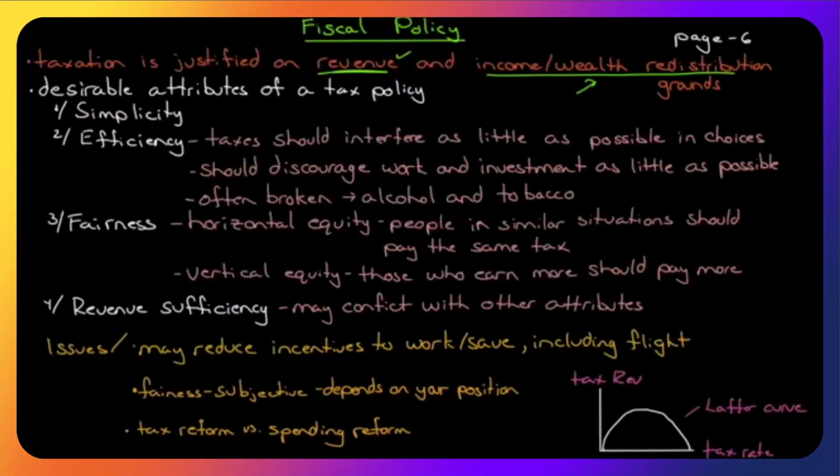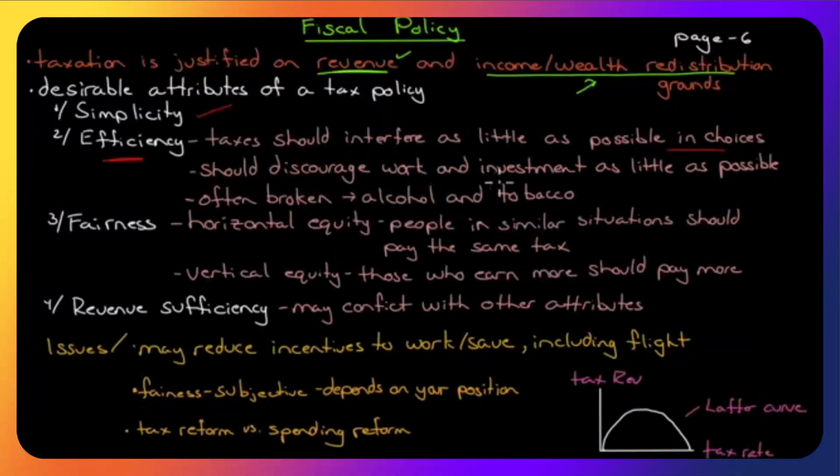Desirable attributes of a tax policy. Well, the first one doesn't need any exposition. It should be simple. If you can't understand the tax policy, it can begin to become subjective and open to a lot of interpretation from the taxing authorities. It should be simple rules. It should be efficient, and by efficient, we mean it should not deter any kind of activity. Taxes should interfere as little as possible in your choices.